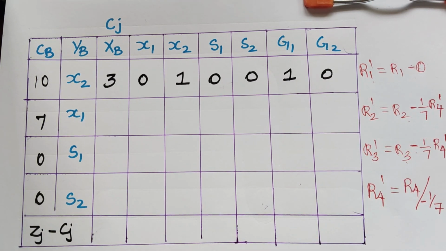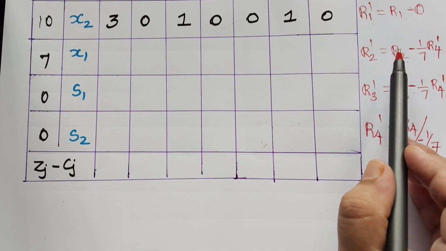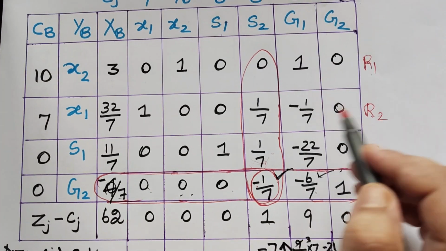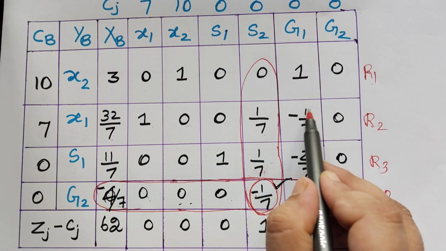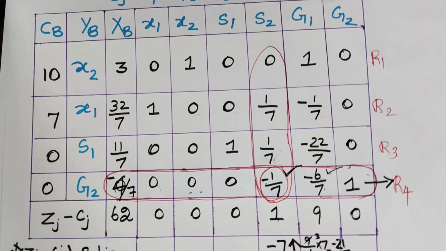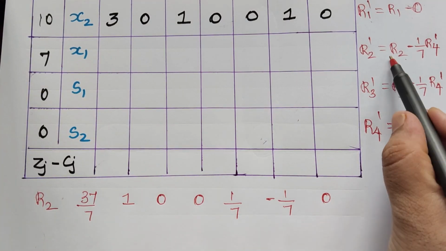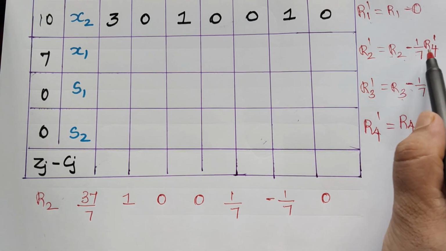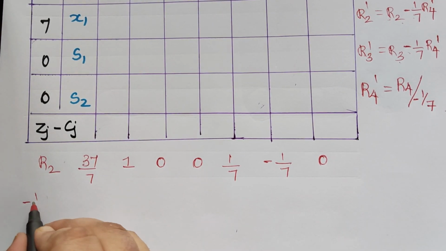So we want to find R2 dash. So first we will take and write R2. So what is R2? From this table we have to take and write R2. So R2 is 37 by 7, 1, 0, 0, 1 by 7, minus 1 by 7, 0. So all these values let us take and write here. Then after R2 we have to write minus 1 by 7 R4 dash. So let us find minus 1 by 7 R4 dash.